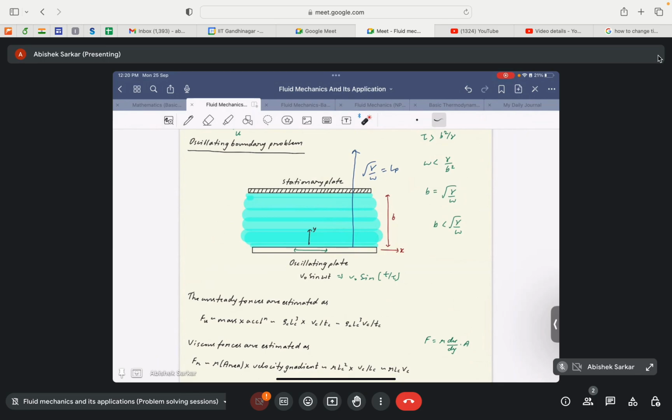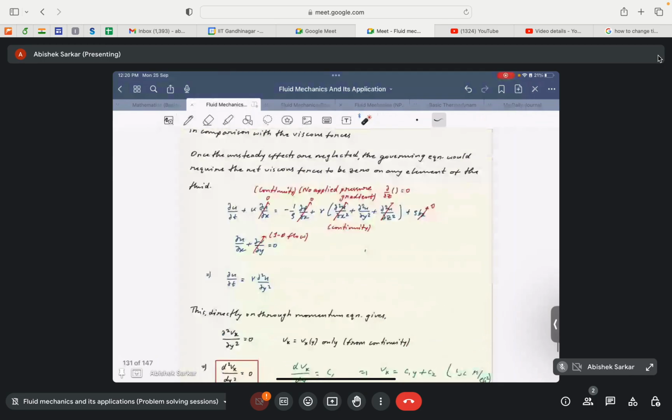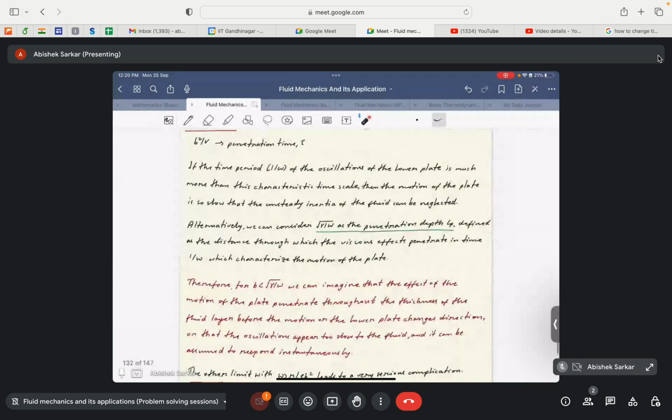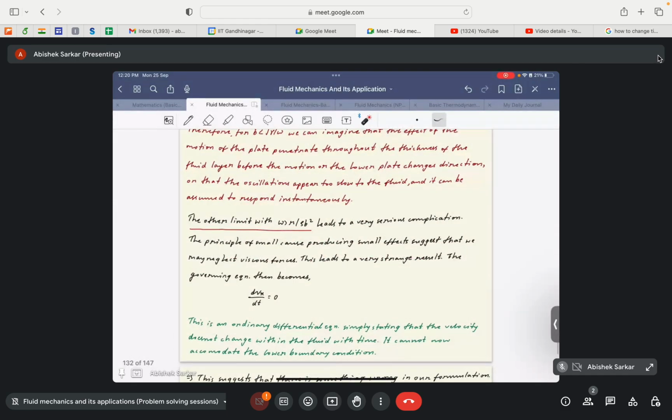Okay, so now let's take a different case. The other limit is, right now we considered that omega is less than nu by rho b square. This is the first case that we considered. Now the second case will be just the opposite, that omega is greater than nu by rho b square. So this is what we are considering here. The other limit is omega greater than nu by rho b square.